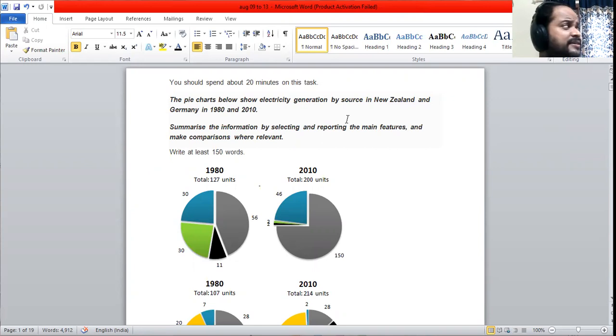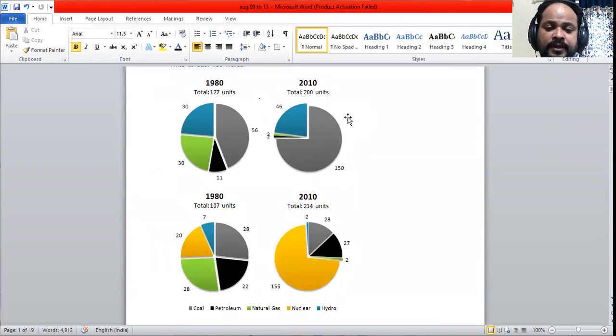Hi everyone, this is a pie chart. It's not a single pie chart. We do have multiple pie charts here. These pie charts show electricity generation by source. So the sources are coal, petroleum, natural gas, nuclear energy, and hydroelectric energy.